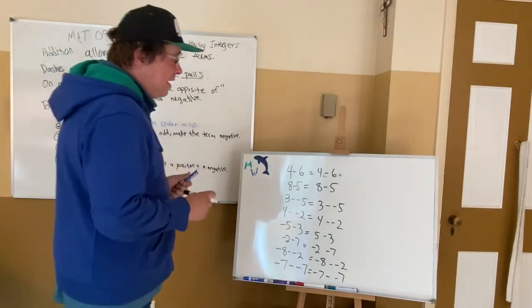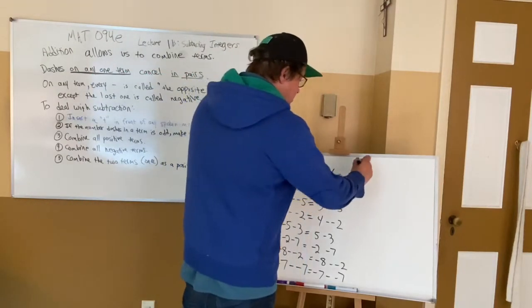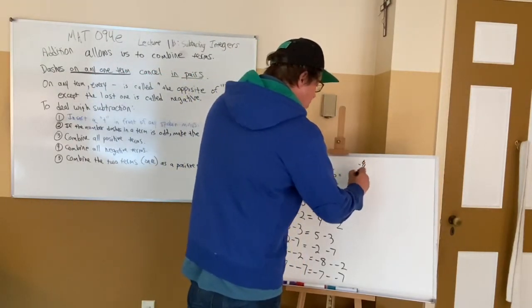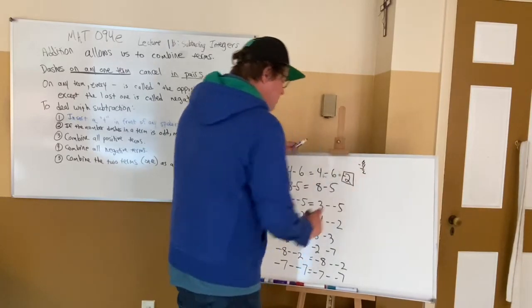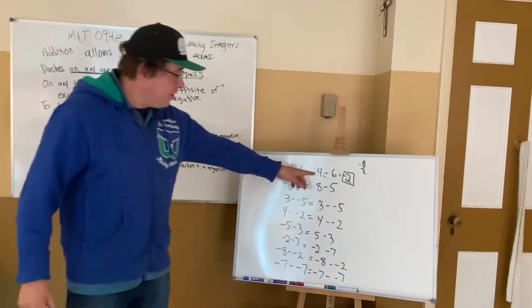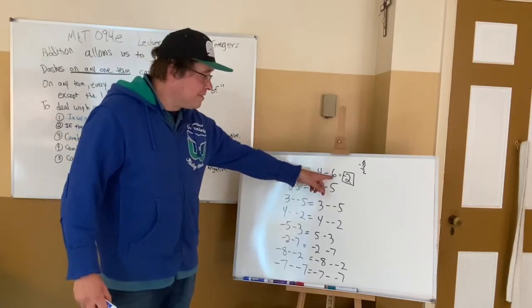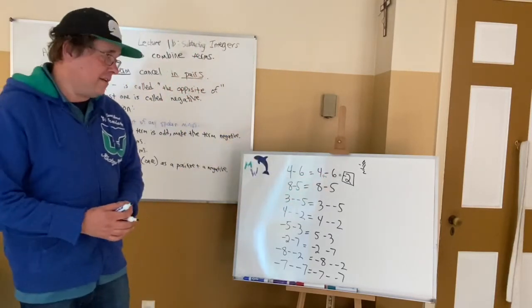Here we have 4 plus negative 6. They work against each other. 6 minus 4 is going to get me a 2. They work against each other, so I get a 2. Strong on the negative, like the 6. And you can see here that that's a positive 4 and a negative 6. The 6 is negative because I created addition.